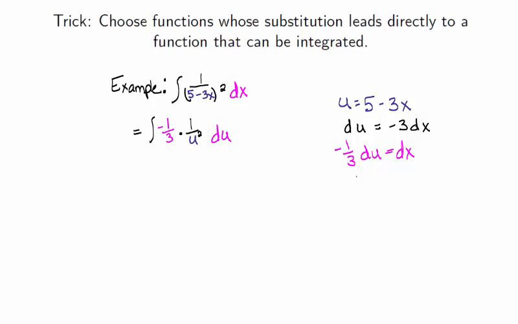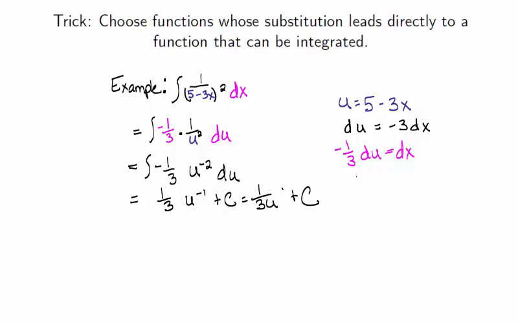Now making substitutions, we instead need to integrate negative 1/3 times 1 over u squared, or negative 1/3 u to the negative 2. This gives 1/3 u to the negative 1 plus c, or 1 over 3u plus c. Back substituting, we obtain the solution, 1 over 3 times (5 minus 3x) plus c.